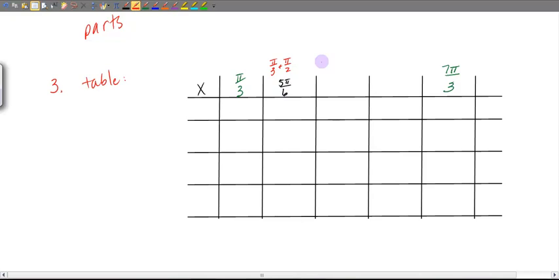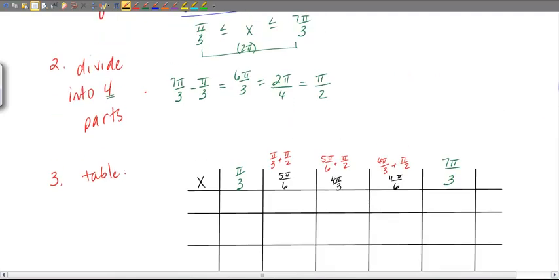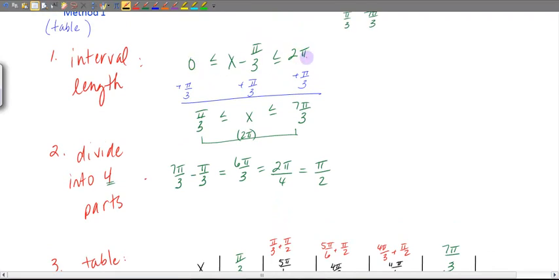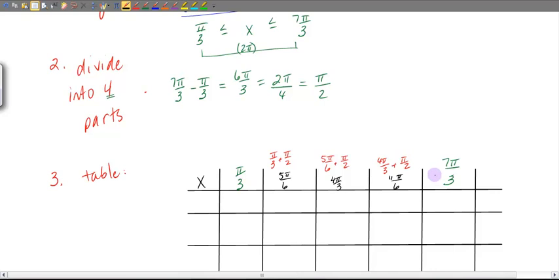We're going to take 5 pi over 6 and add pi over 2. You end up with 4 pi over 3. And then finally we take 4 pi over 3, add pi over 2, and we end up with 11 pi over 6. Oops, let me go back with my color. 11 pi over 6. Just to remember, this first number and this last number we got when we shifted my interval.